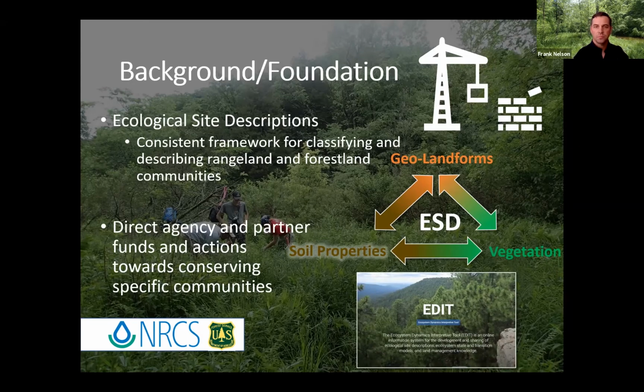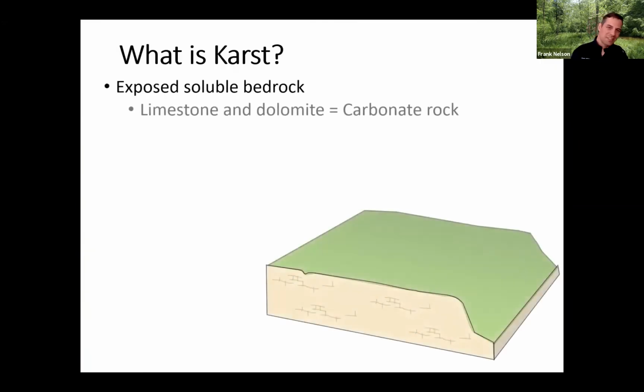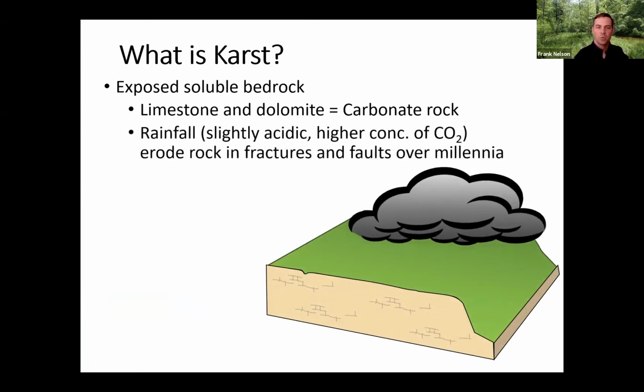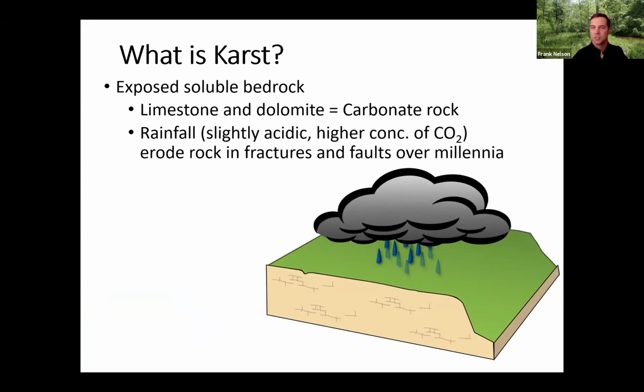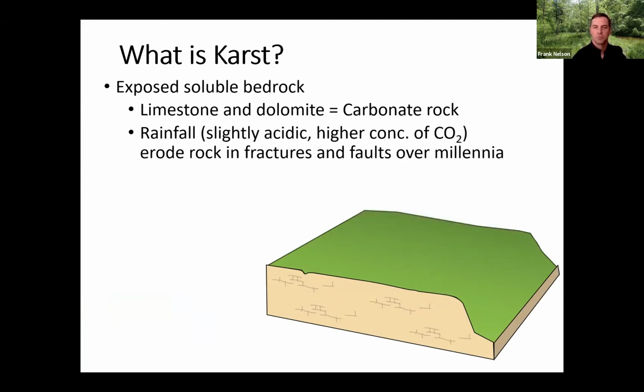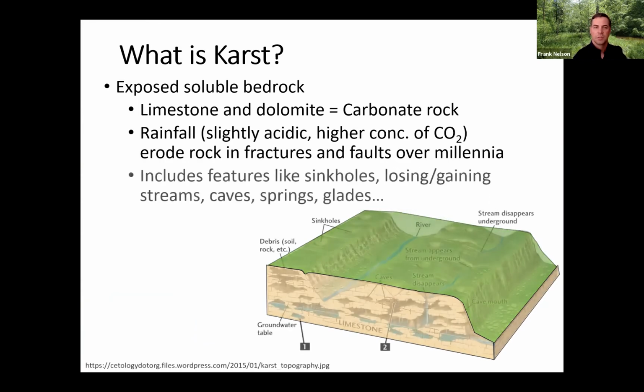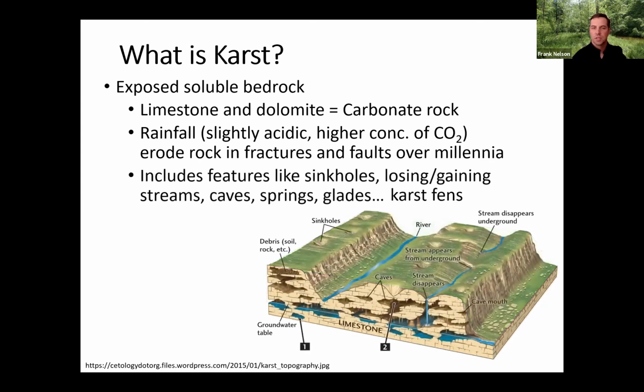So to start off, what is Karst? Well, Karst occurs in these areas of exposed soluble bedrock. Oftentimes this is limestone and dolomite, which is carbonate rock. And rainfall, which is slightly acidic, has higher concentrations of CO2, erodes this rock and fractures and faults over millennia. And so this creates these features like sinkholes, losing and gaining streams, caves, springs, glades, and I'll lobby, Karst fens are also a part of this Karst system.